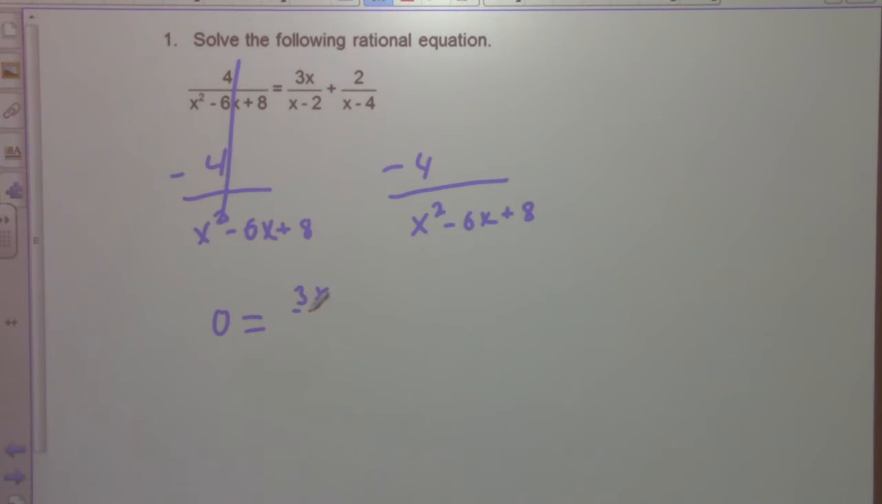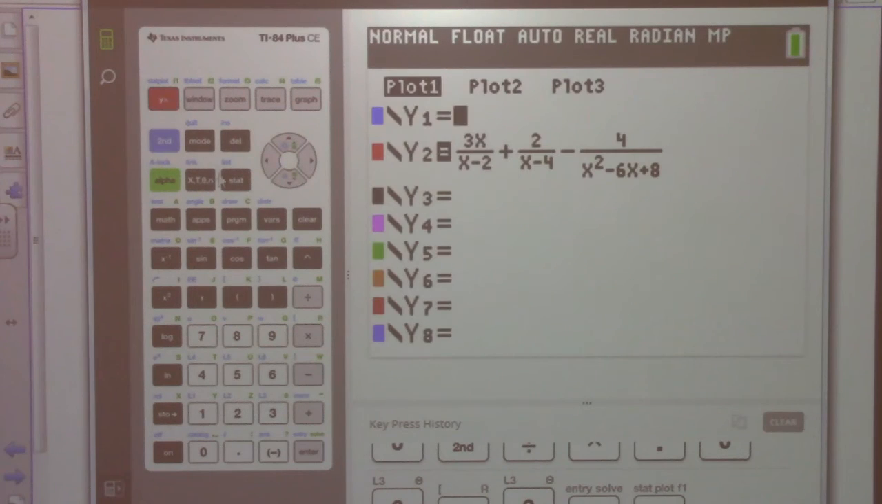The most expeditious way of doing this problem here is to go ahead and solve by graphing. That's what I did. So if you set one side of the equation equal to 0, you're going to have this. So we go to our calculator and we get this thing here, right?